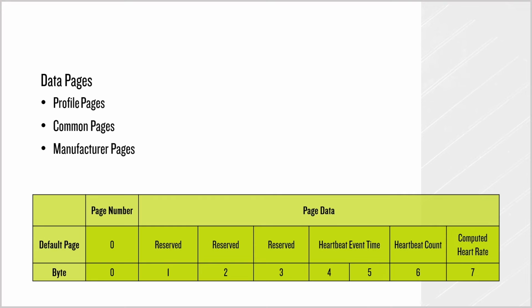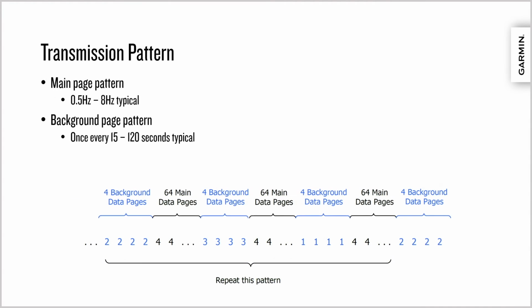The definition is for the default page. The page number is 0 and it is encoded with the heartbeat event time, heartbeat count, and computed heart rate fields. The last basic element of a device profile is the transmission pattern. Specifying transmission patterns ensures that each implementation of a profile is meeting certain data and throughput requirements.